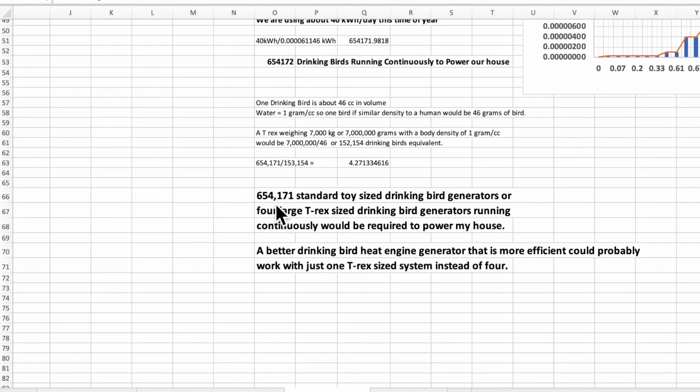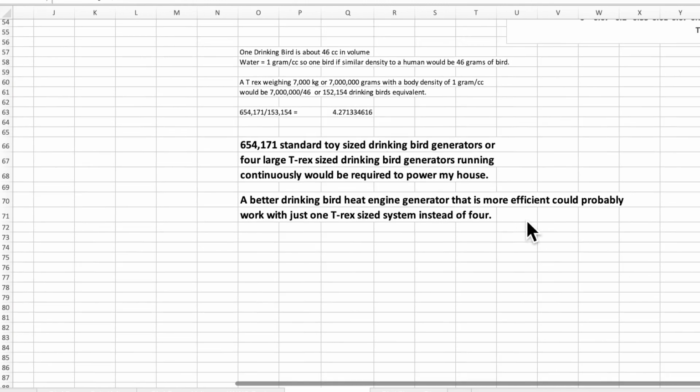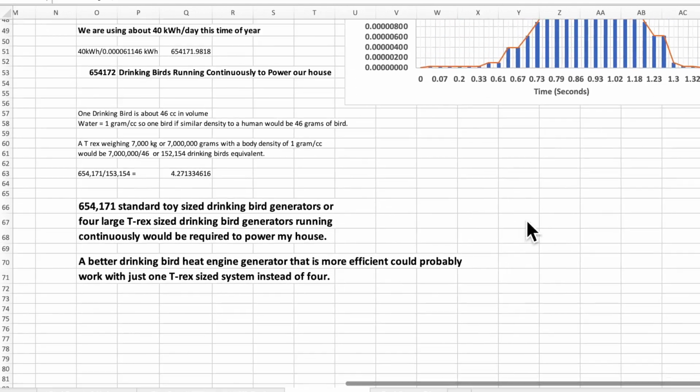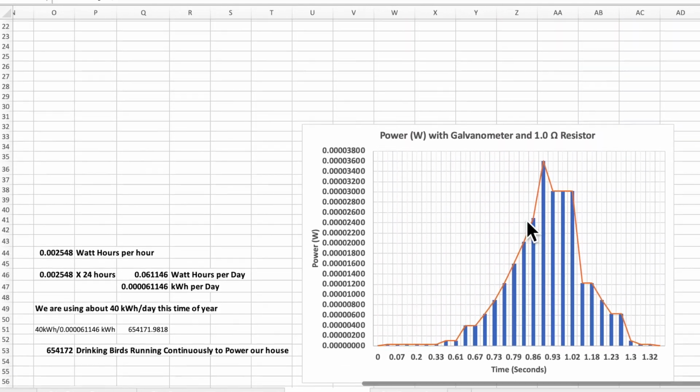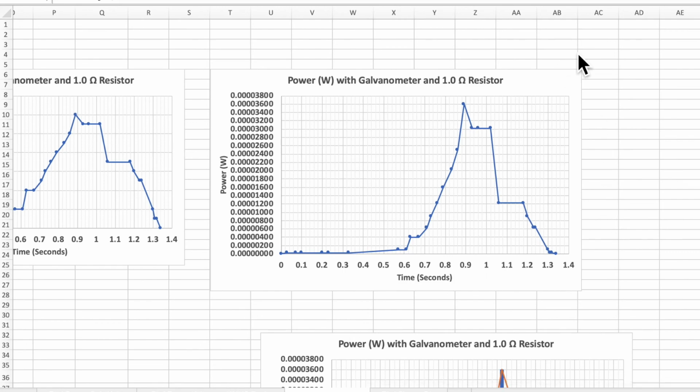So basically, if you use just toy-sized drinking bird generators, it'd be ridiculous: 654,171. Or four large T-Rex-sized drinking bird generators running continuously to power my house. A better drinking bird heat engine generator that is more efficient could probably work with just one T-Rex-sized system instead of four. So we'll look at a couple other things, and we'll show you that.